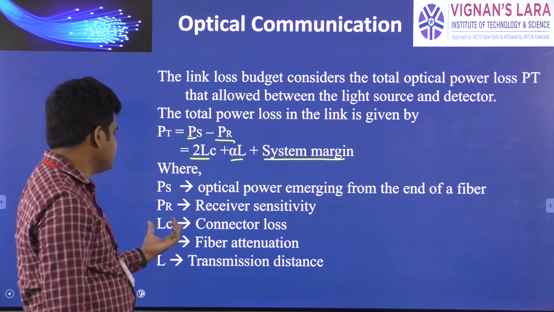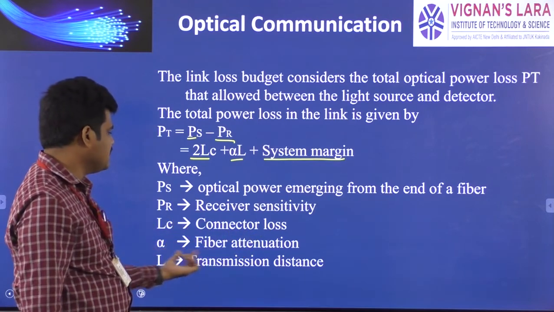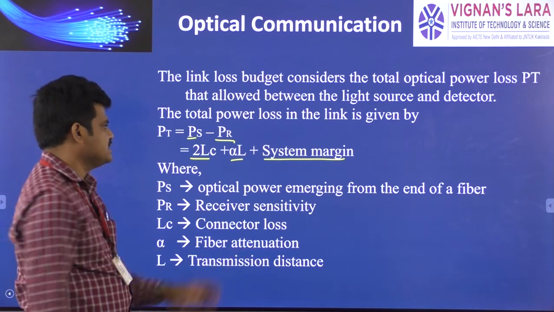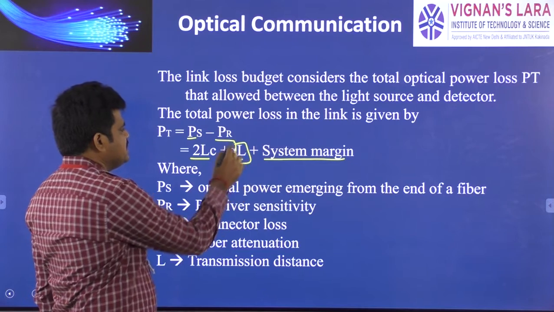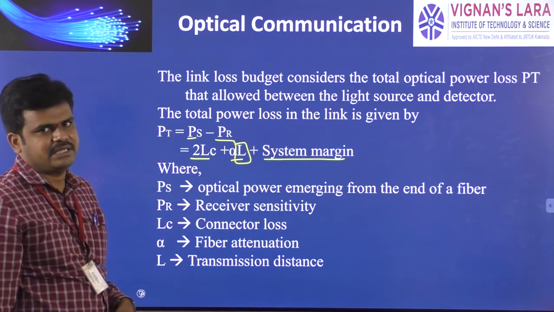What is meant by LC? Connector loss. What is meant by alpha? Fiber attenuation. What is meant by L? Transmission distance. Generally, power loss depends on all these factors.